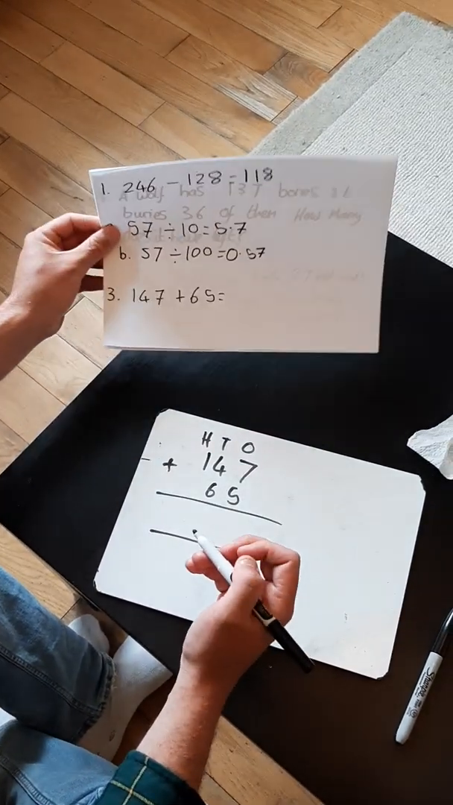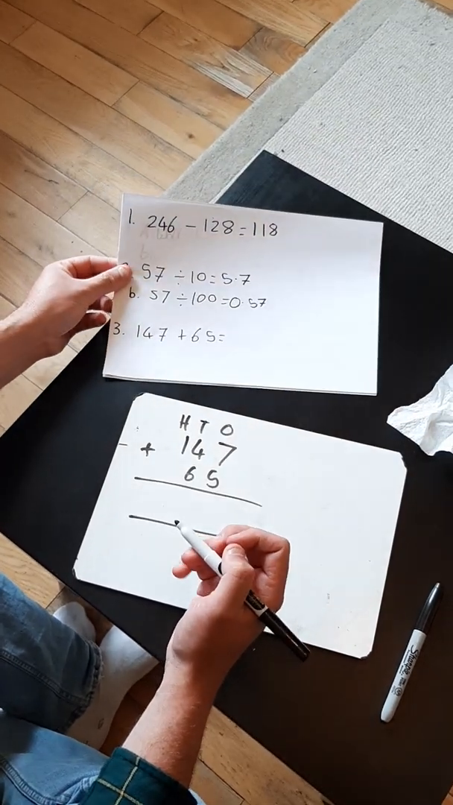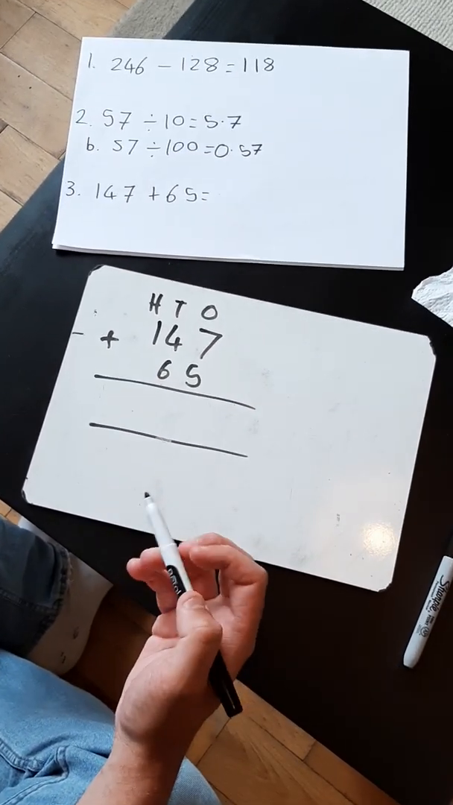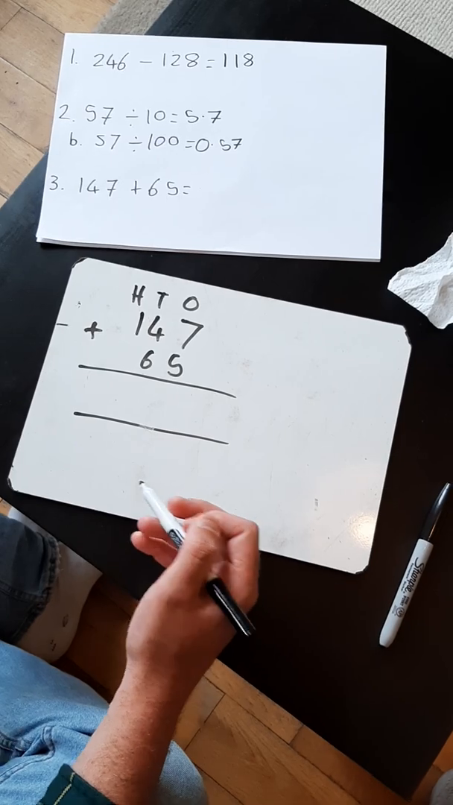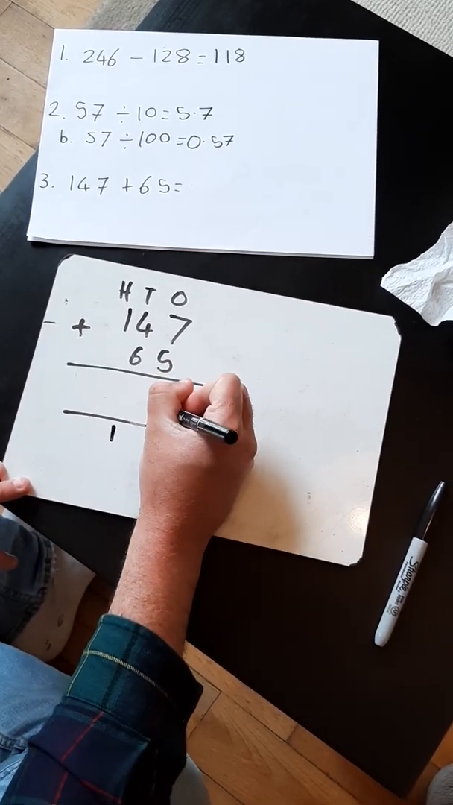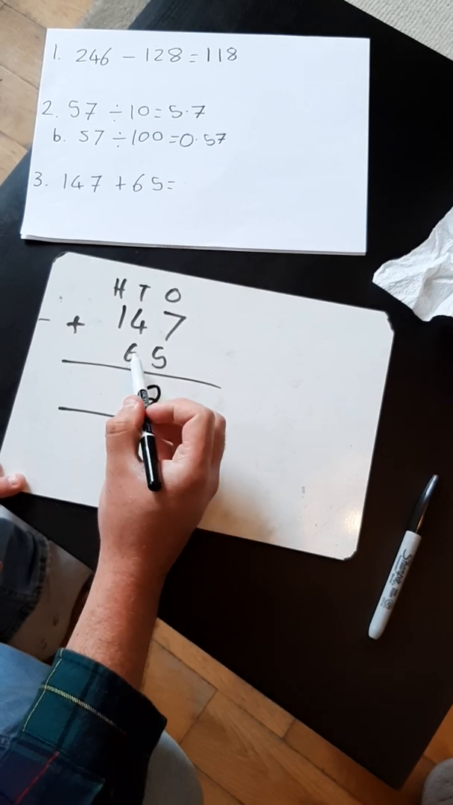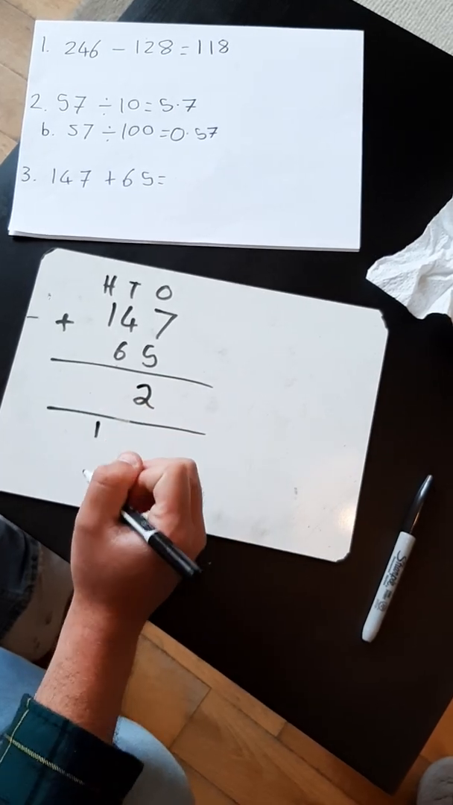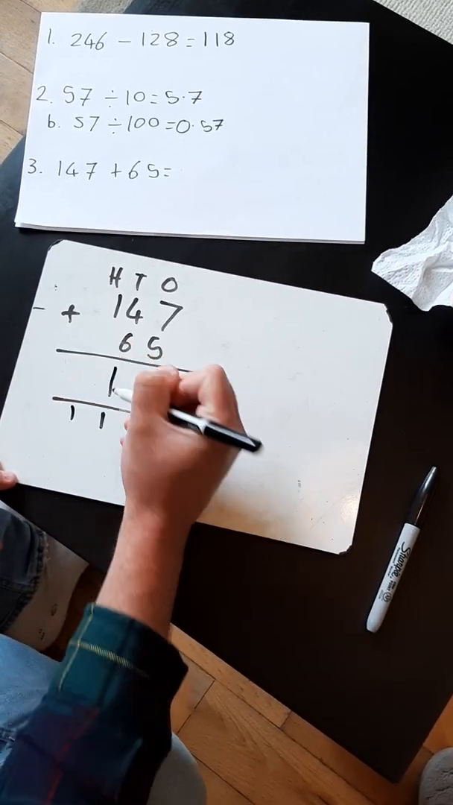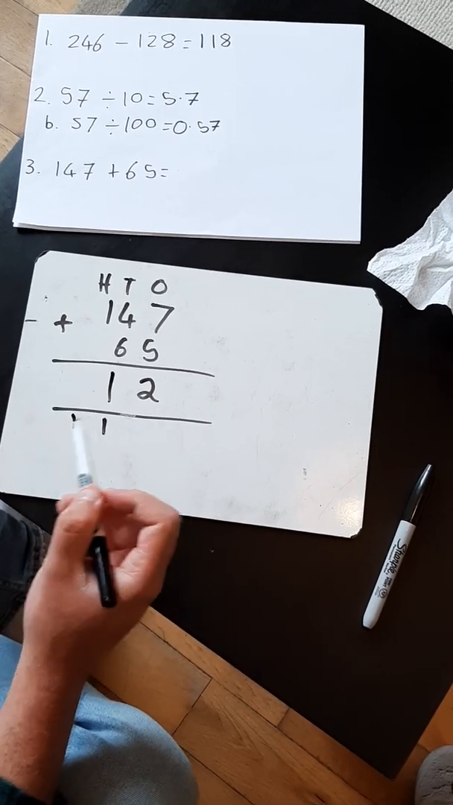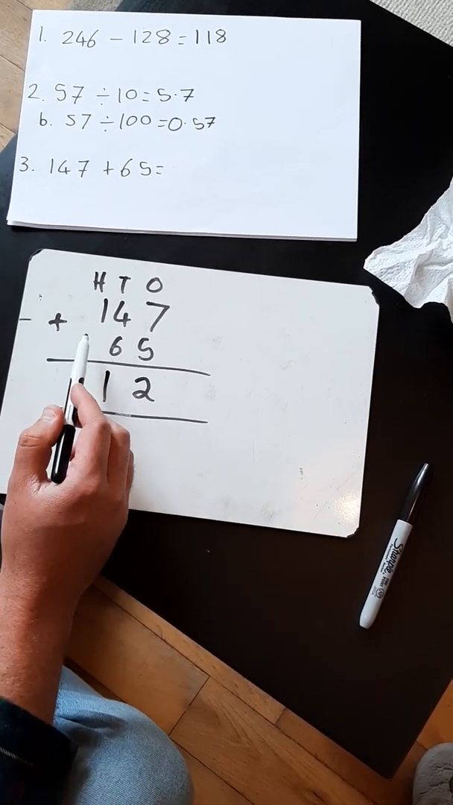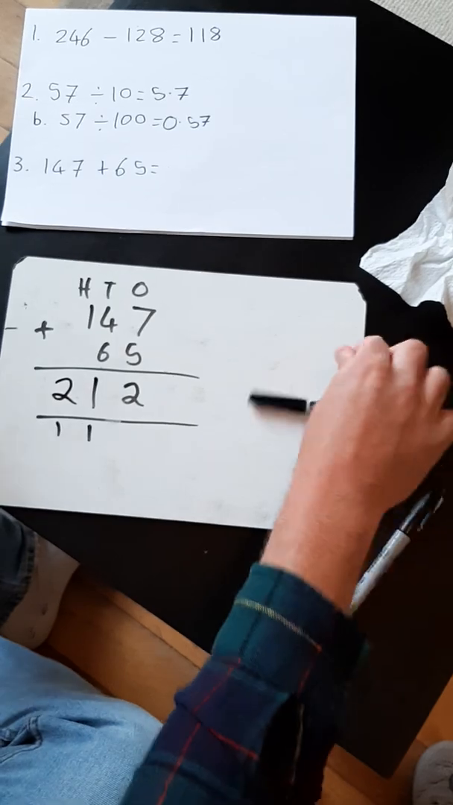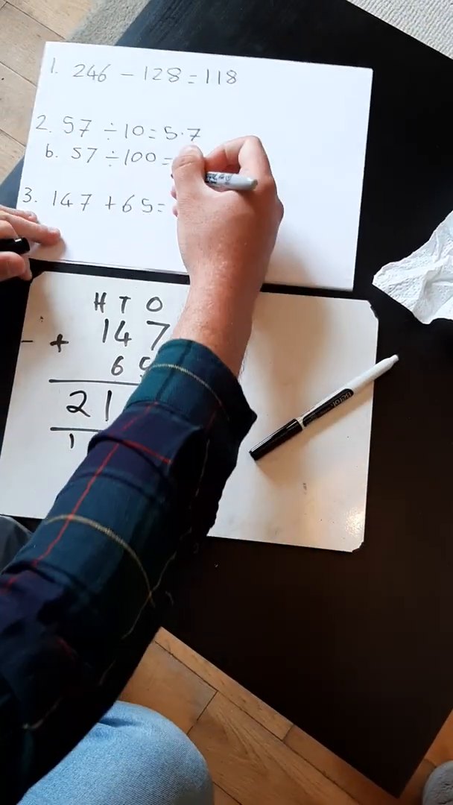Okay, so next one, 147 plus 65. Now we'll lay it out the same way as we did with the subtraction, with our hundreds, tens and ones column. Start in our ones column. 7 plus 5 is 12. 6 plus 4, or 60 plus 40, is 100, but we've got our 1 under there, so that's 11 lots of 10. And then 100 plus nothing, that's another 100, which gives us 200. So our answer to that will be 212.